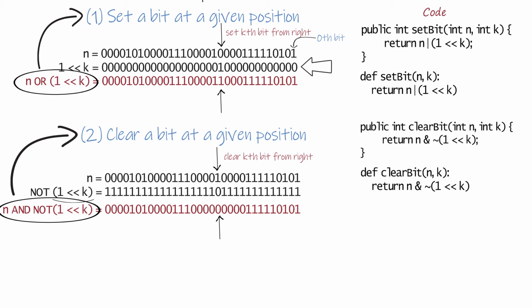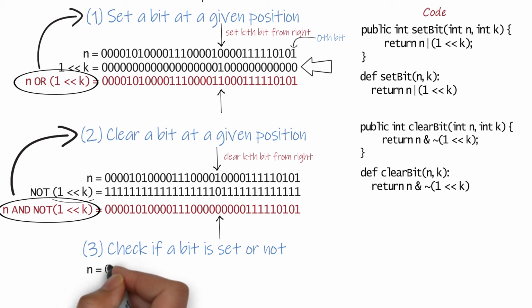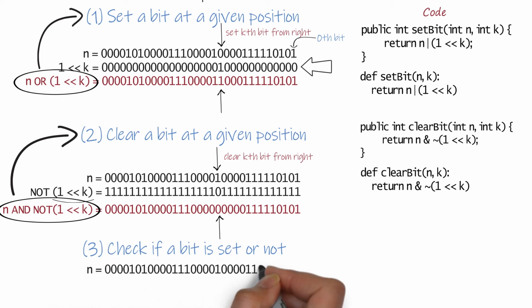Let's move on to the third technique, that is to check if the kth bit is set or not. Again, we will start with the number n in which we want to check if the kth bit from the right is set or not. Just pause the video here and try to figure this one out on your own. I'll give you a hint here.